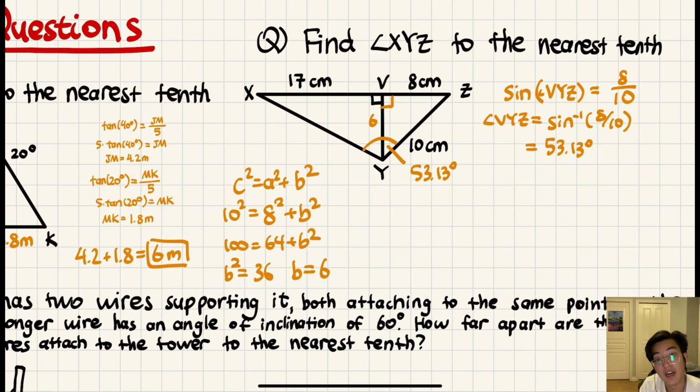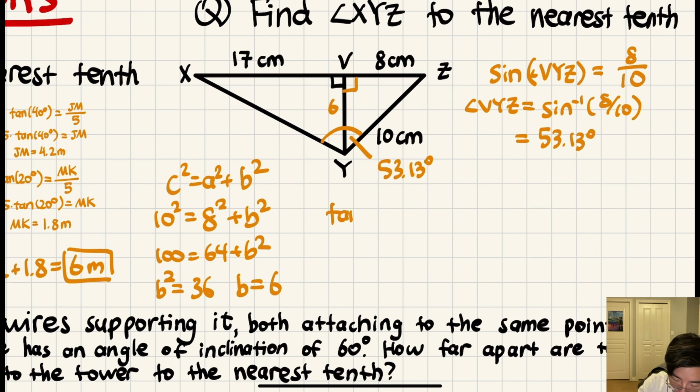And with that, all we have to do is find the ratio. So find a ratio where we can reach the angle. And for this angle, we see the opposite is 17 centimeters, and the line that's adjacent to it is 6 centimeters. Which means that we can use tangent to find the angle of VYX.